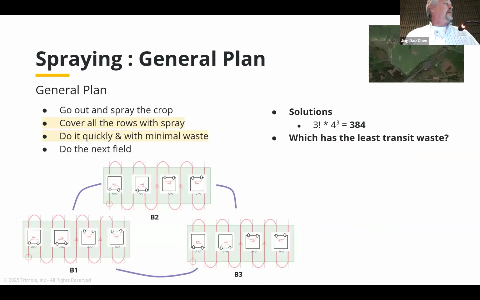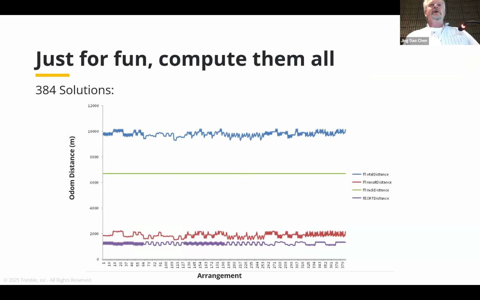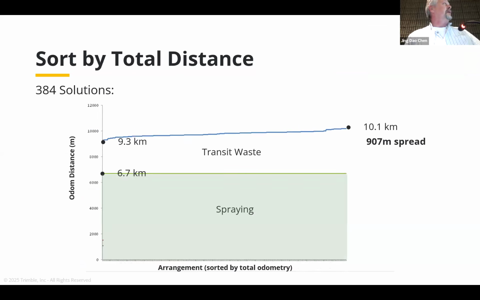So there are simply 3 blocks in this. They all happen to be even. That was just by chance. So I've got 4 orientations for each one. This leads to 384 possible transits across this field for these 3 blocks. I'm going to go ahead and brute force this. 384 solutions, solve them all, resort them by shortest to longest. And I find for this toy problem that there's a 900-meter spread in 10 kilometers, or about a 10% change. So it matters how I order my blocks.